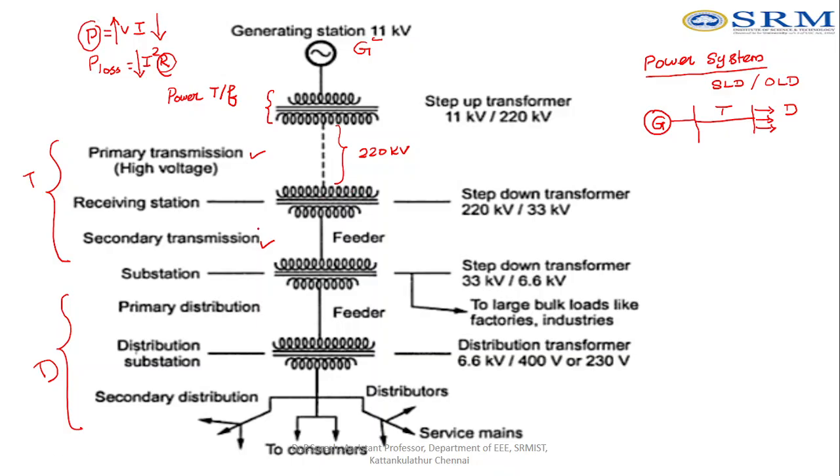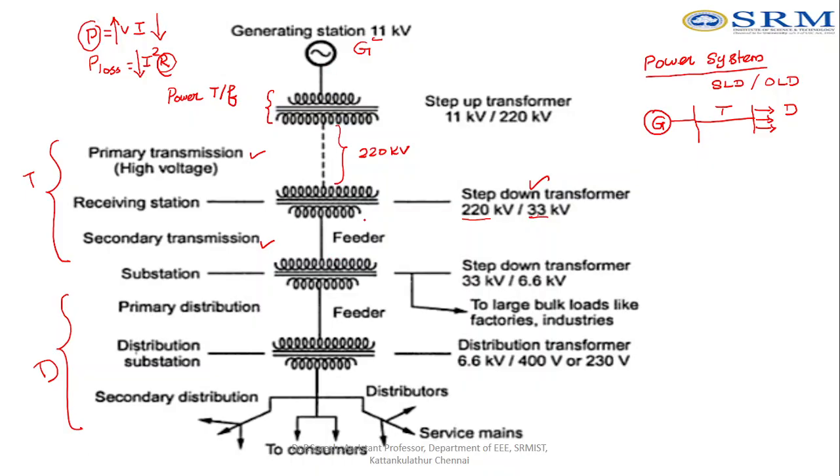Now we are going for secondary transmission. For this, we are going to reduce the voltage, so we use a step-down transformer here. This step-down transformer reduces the voltage from 220 kilovolt to 33 kilovolt. After the reduction of voltage, the transmission corridor again transmits the power. That is done by the secondary transmission system. Now the power is generated and transported.